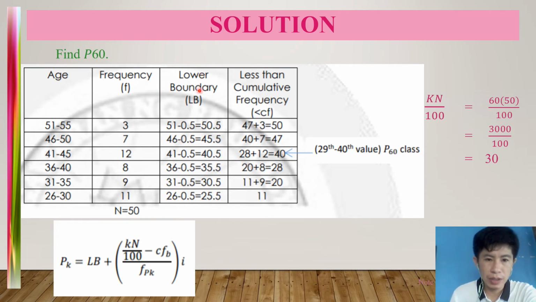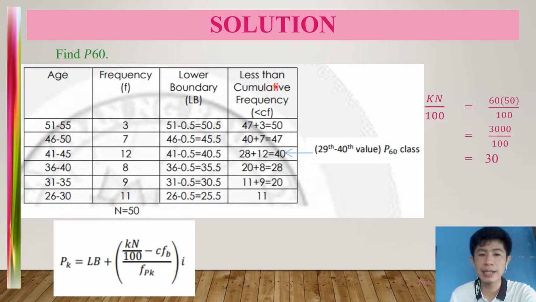Okay, so the lower boundary, it has been discussed for the past few meetings that in solving for the lower boundary, we just subtract 0.5 to these numbers. We have 51. So 51 minus 0.5, that is 50.5. 46 minus 0.5, that is 45.5. 41 minus 0.5, that is 40.5. 36 minus 0.5, that is 35.5, and so on. So, ganun lang siya.